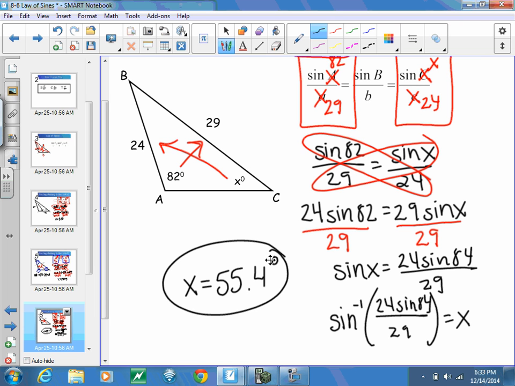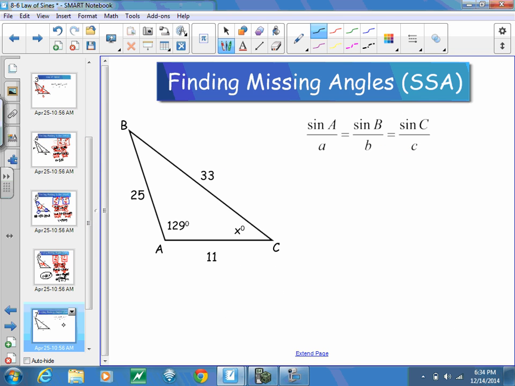So just like when we were working with right triangles, when we're trying to find an angle, that's when we're going to use our inverse to find that angle. That's what we're doing here. So just to go through one more example of finding a missing angle, just so that you have this down.